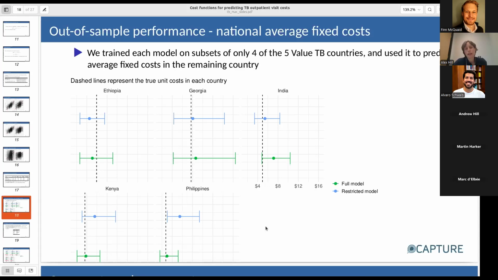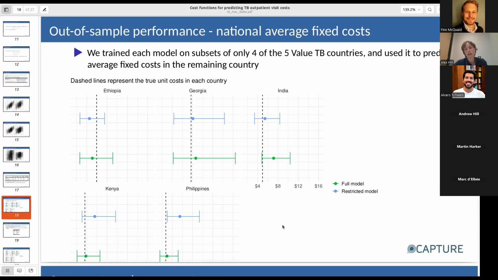I think this is because in the Philippines, most visits are offered in community health units, which are below the health center level in the health system. There weren't really many other facilities at that level in the rest of the data set. So when you leave the Philippines out of the training data, it's not really able to learn the properties of those facility types very well. And most of the visits in the Philippines are in those facility types, so it gets it a bit wrong.